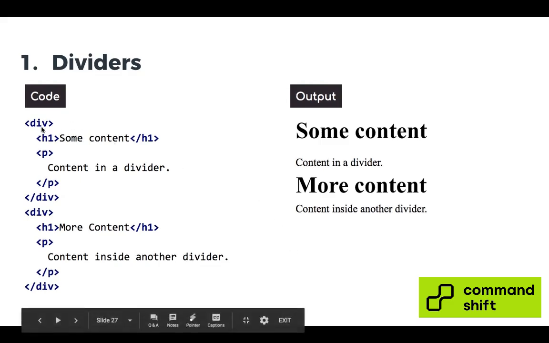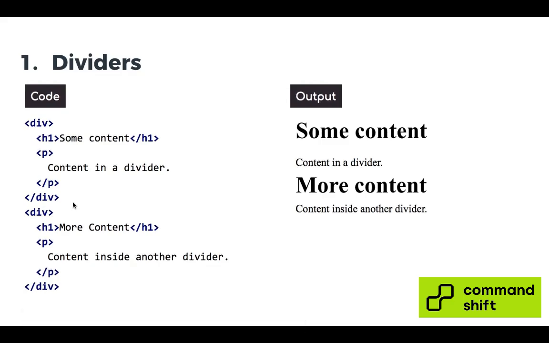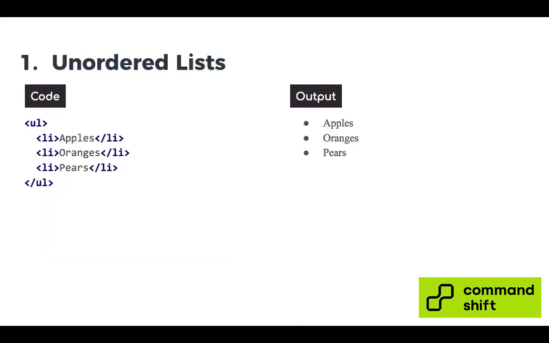Dividers. Divs are very common. You will see them on every page. It's the main instrument that we use to split the content into logical blocks. Lists have their own syntax: there will be a parent UL, and then each list item will be a child of that element.